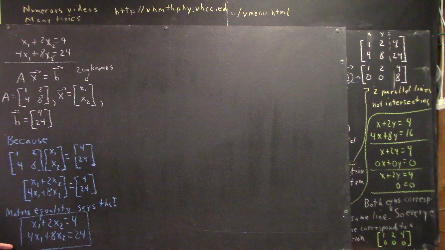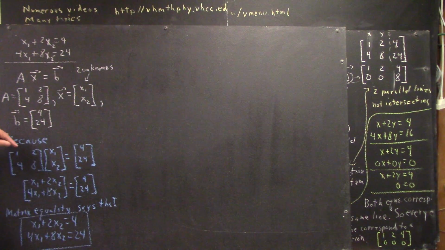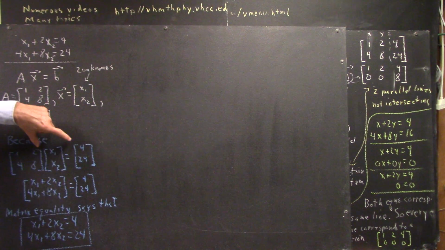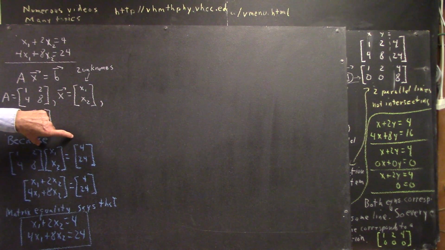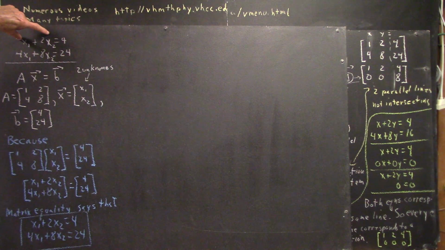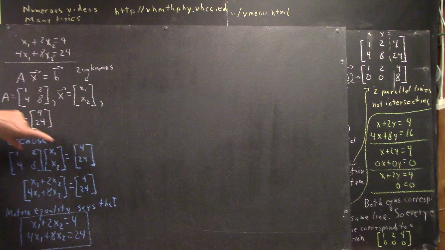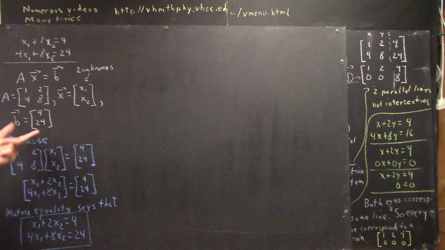There's our matrix equation, and it's identical to the system. This is what our matrix equality tells us. This matrix equality is equivalent to the matrix equation, so the matrix equation has to be equivalent to this, which is equivalent to this. So this is equivalent to this matrix equation, as we've written it here and defined it.